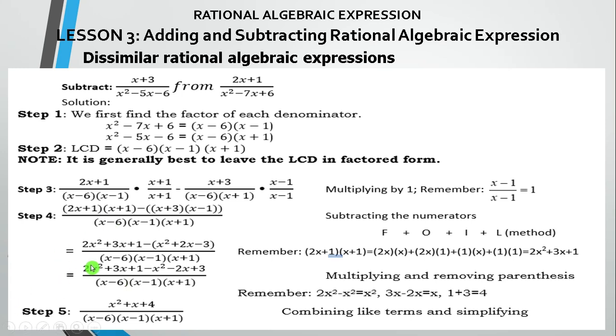So we have here 2x squared. Meron pa tayong negative x squared. So combine like terms. So therefore, this is 2x squared minus x squared. The result is positive x squared. We have here 3x minus 2x. The result is positive x. And we have plus 1 or positive 1 and positive 3. Combined, we have positive 4. And our denominator is our LCD, which is quantity x minus 6 times the quantity x minus 1 times the quantity x plus 1. So, I hope nag-gets niyo po yung ibig natin sabihin.